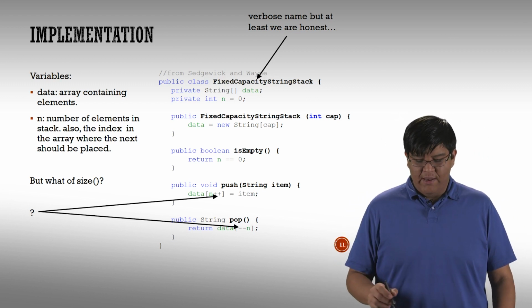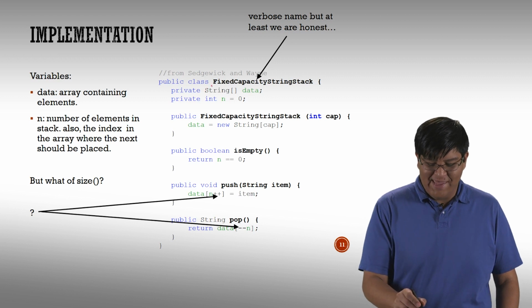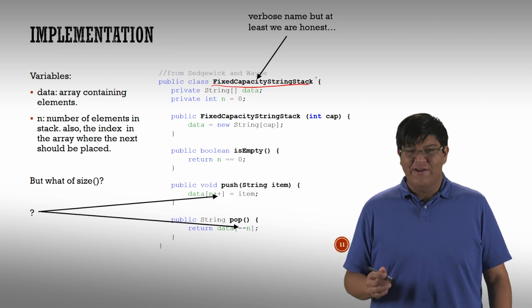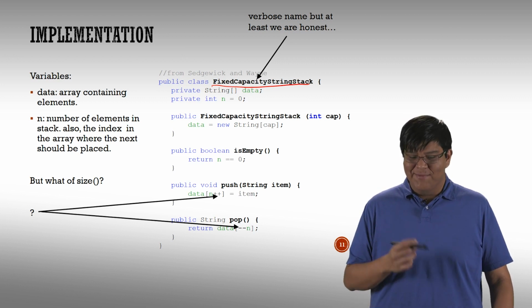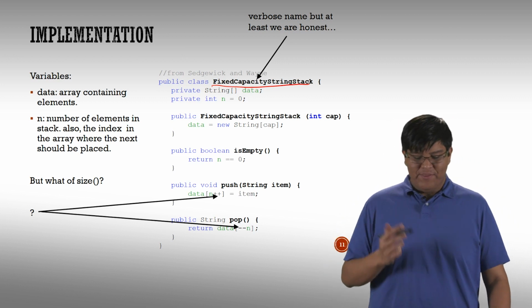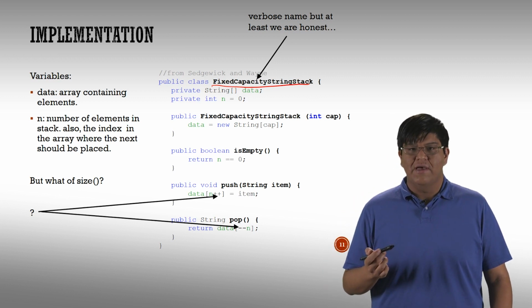So this is our class, and it's called Fixed Capacity String Stack, which is a really long name, but I was trying to get in there all the limitations, right? It's fixed capacity, it's only strings, right? It's pretty limited. So we're going to start with this. So let's take a look inside. How does this thing work?